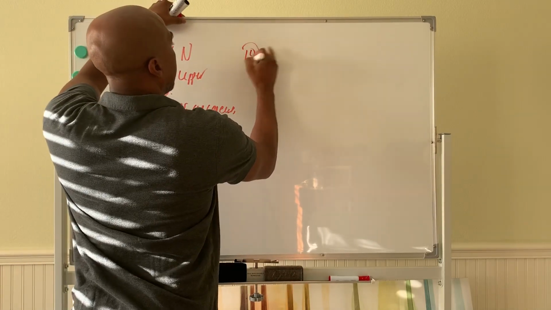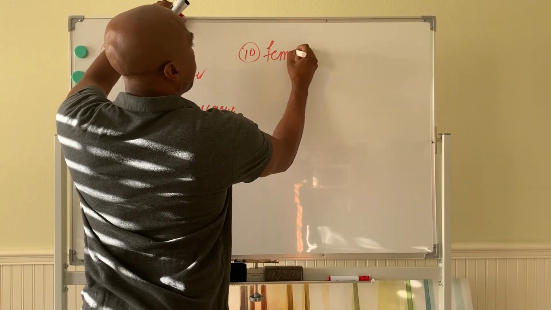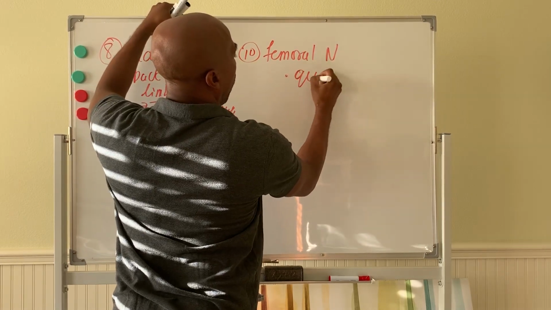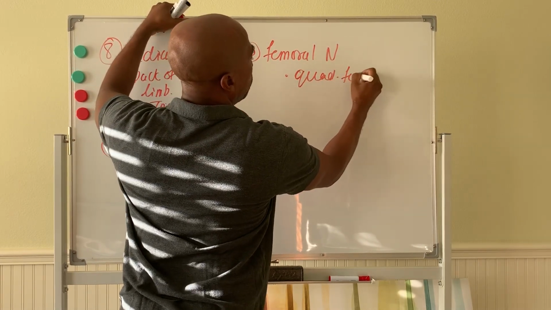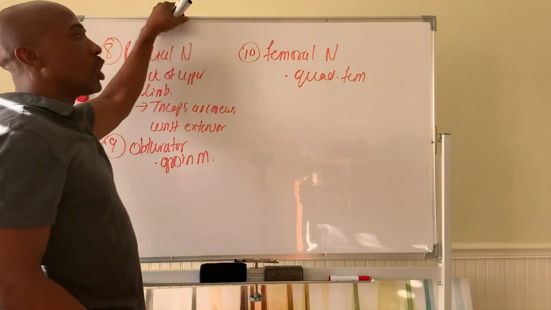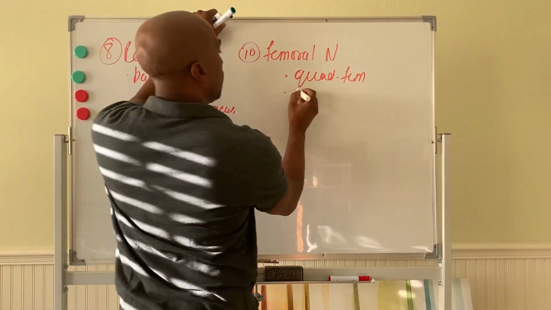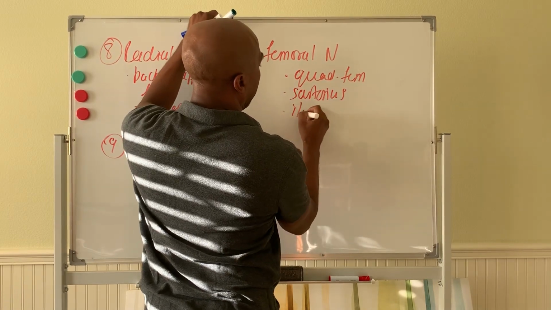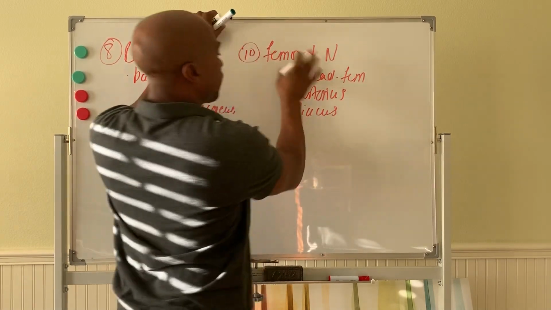And 10, your femoral nerve goes to your quadriceps femoris muscle. The quads are controlled by the femoral nerve as well as your sartorius muscle and iliacus muscles, also controlled by the femoral nerve.